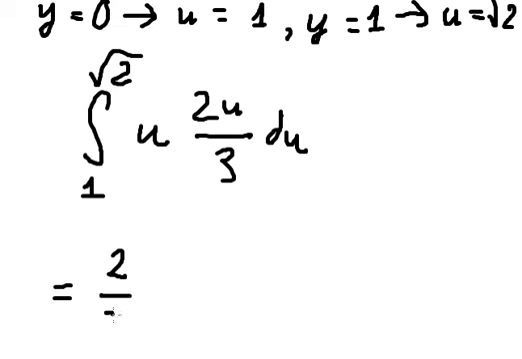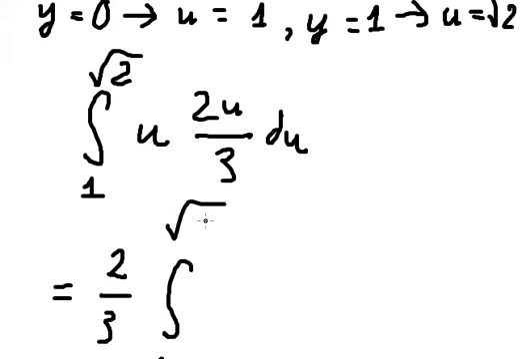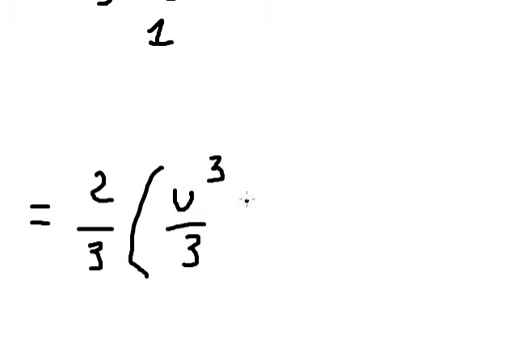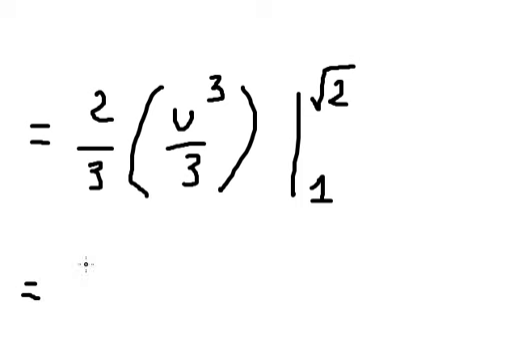So I will put 2 over 3 in here. u and u, we have u squared. The integration of u squared, we have u to the power of 3 over 3. And we put the bounds from number 1 to the square root of number 2. So I will put this one here, number 1 here. So we have the final answer.